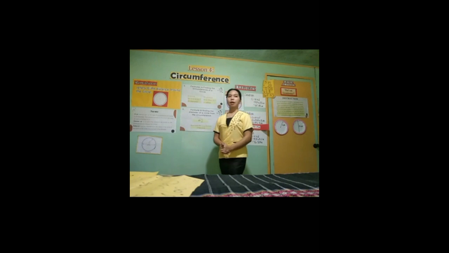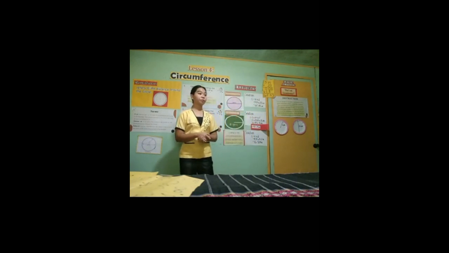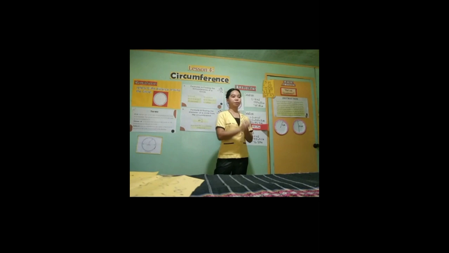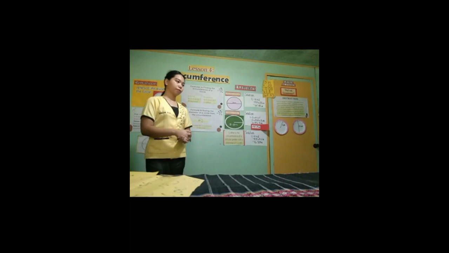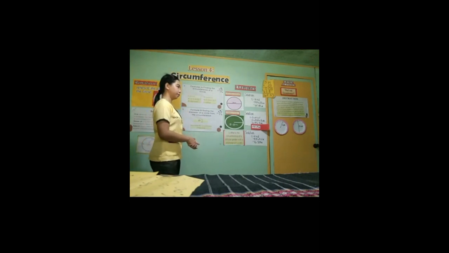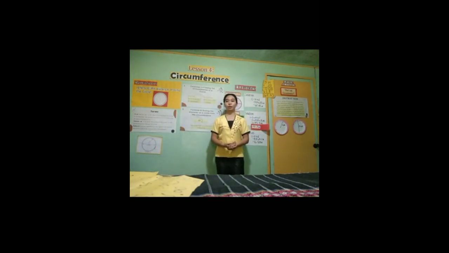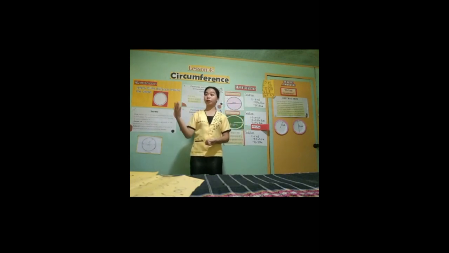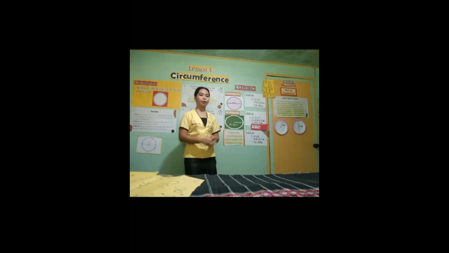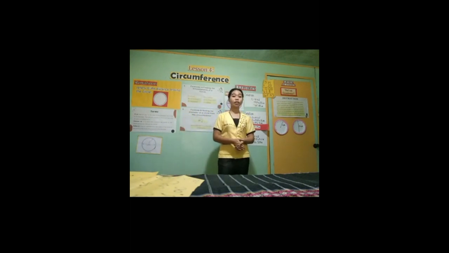So now, I want you to start in 3, 2, 1, start. All right, very good. So now we have here our winner. So what group is the winner? Yes, group number 5. Very good, group number 5. So group number 5 is our winner.